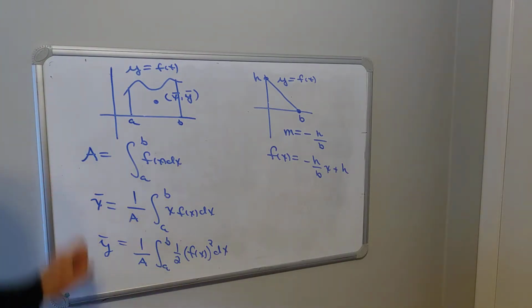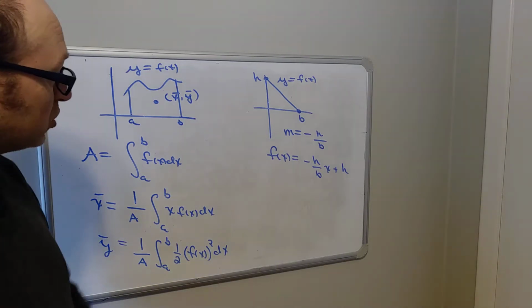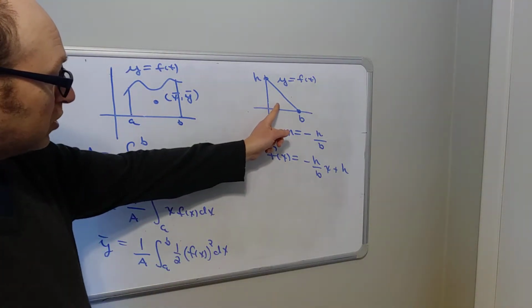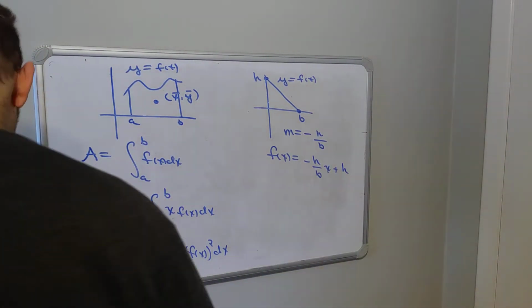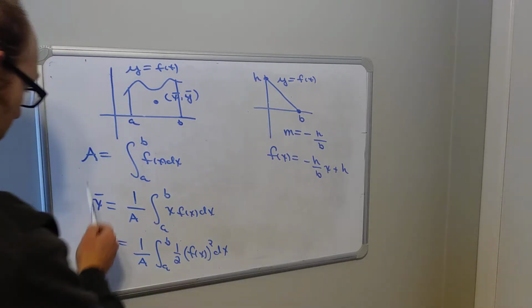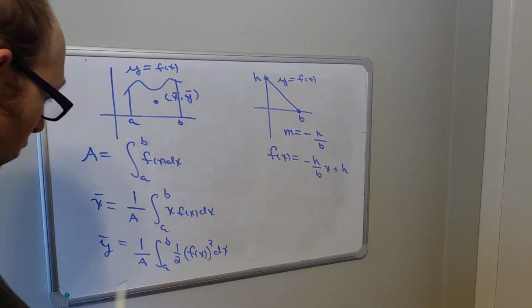Alright, so we have our formulas down. So why don't we try two basic examples. We'll do this one second, and we'll do a simple example here first. So we have to compute 3 things: the area, x bar, and then y bar.